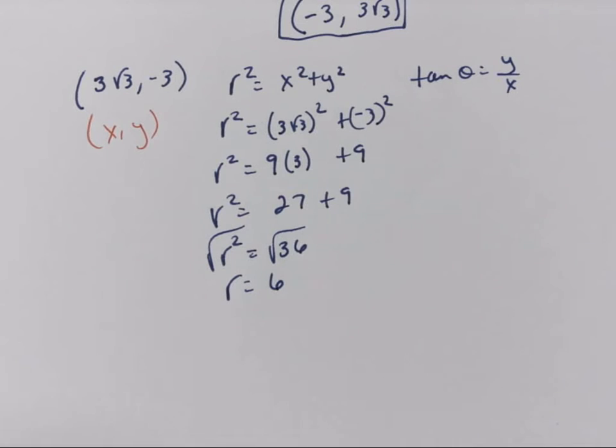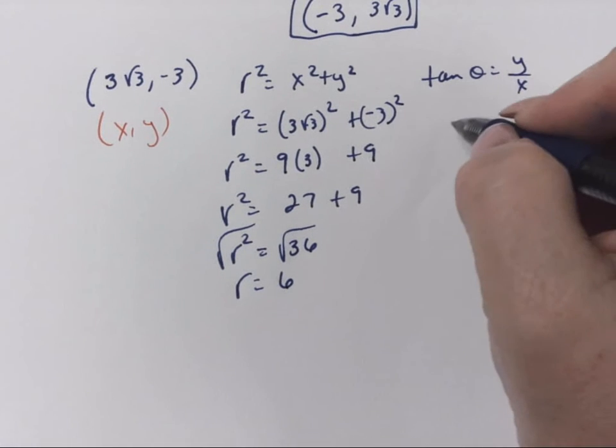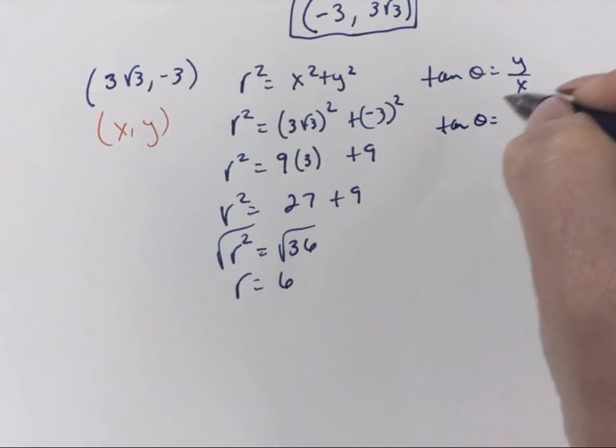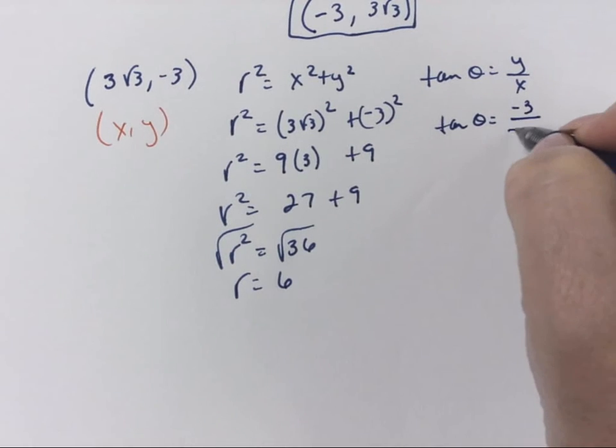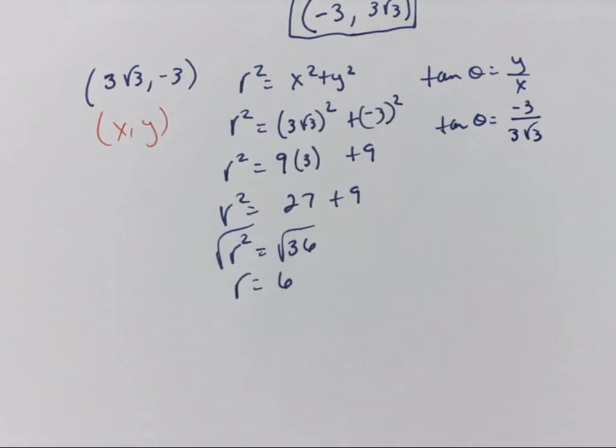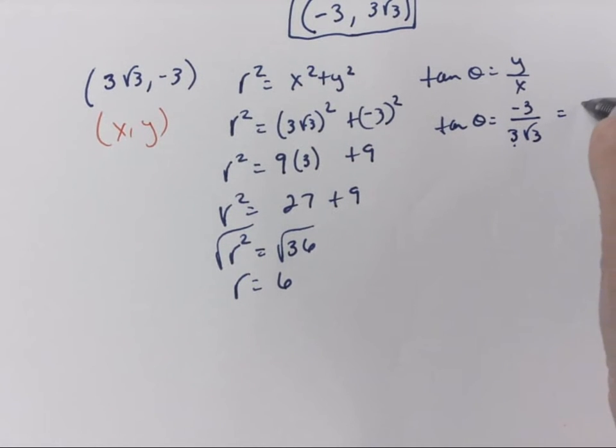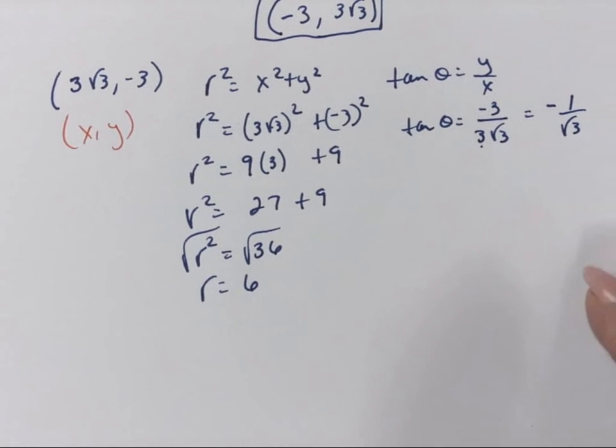Now we need to go find our tangent theta. So our tangent theta is equal to our y, which is negative 3, over 3 square roots of 3. Well, the 3's will cancel out. We end up with a negative 1 over the square root of 3. Now we can rationalize this, but this helps us see what we're trying to look for. We're looking for a theta that is actually equal. When we find the tangent, we get 1 over the square root of 3.